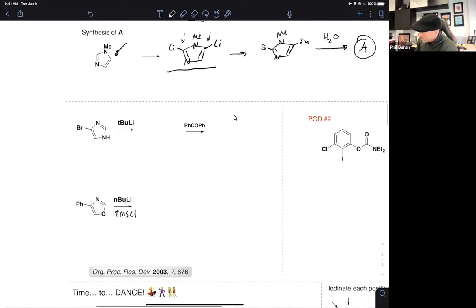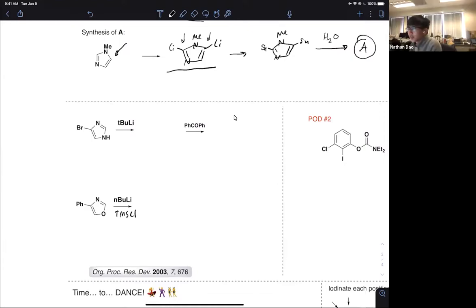Now let's move on to this interesting example of a free NH imidazole. So when we take this and we treat it with t-BuLi, what do you think happens based on what we just saw in the previous example? Nathan, any suggestions? Would you lithiate the position between the two nitrogens? And then do you add into the carbonyl?